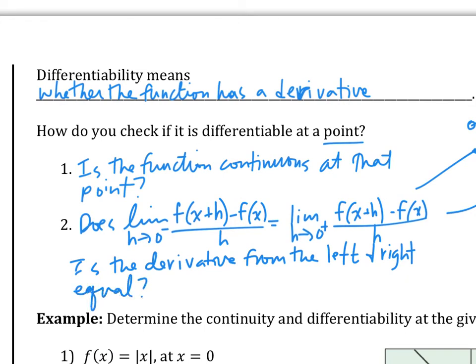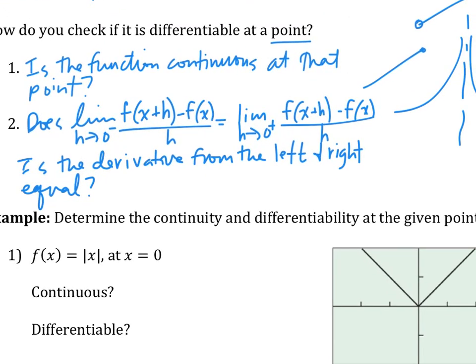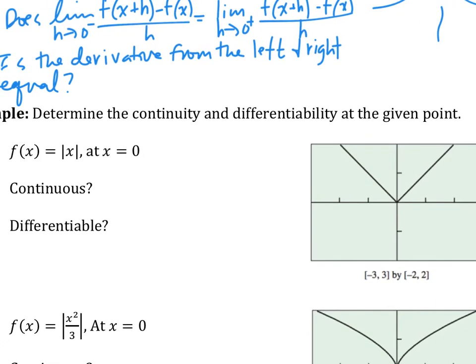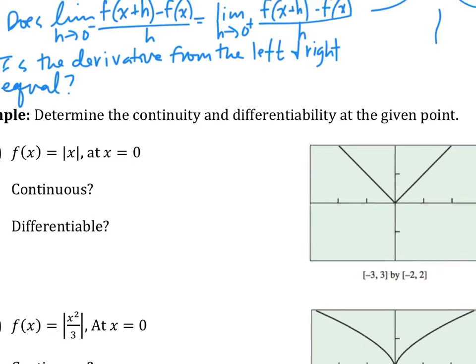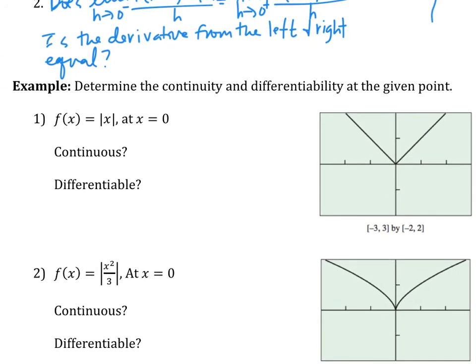All right, so let's go ahead and look at a problem together. This one says, determine the continuity and differentiability at a given point. I'm going to show you some very typical problems that somebody might ask about differentiability. We're going to ask two things. Number one, is it continuous? Remember, if it's not continuous, it's not differentiable. The second thing is, if it is continuous, then do the left-hand side and right-hand side slopes, or another word, derivatives, equal each other?